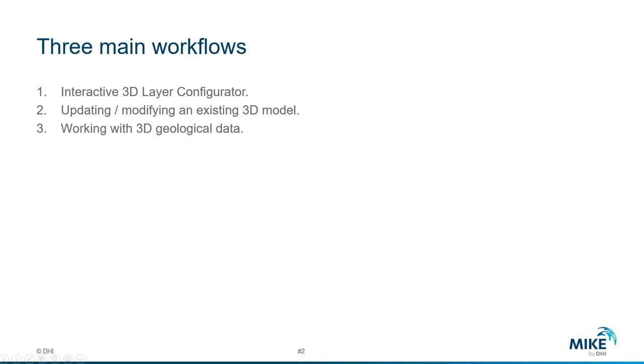As you know, we introduced the workflow of 3D full and structured meshes in the software several years ago. And since then, we have been expanding the different capabilities for building unstructured meshes with the software. In summary, we have three different workflows: the use of the very famous 3D layer configurator, updating or modifying an existing 3D model, and working with 3D geological data. In this session today, we will focus on the use of the 3D layer configurator in FEFLOW.